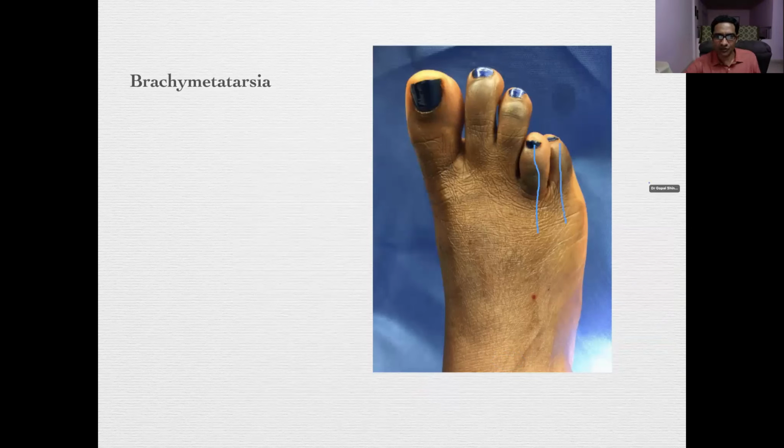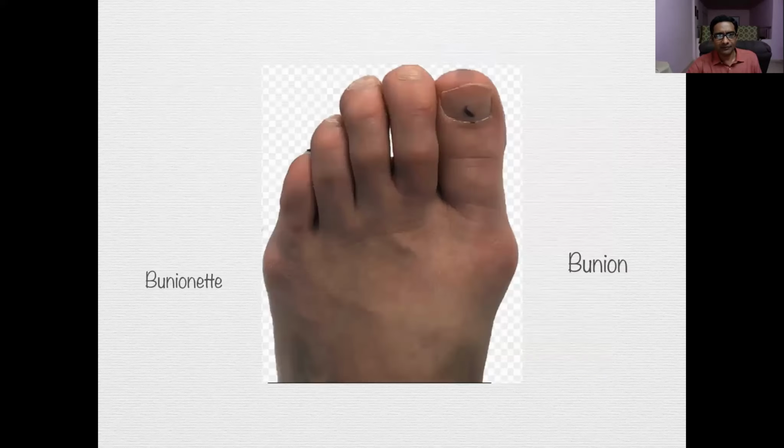Both the toes you see, as is well demonstrated here, are at the same level. Typically, brachymetatarsia occurs in the fourth metatarsal. Very little clinical significance, okay, just a congenital finding, though there are a few papers on lengthening, cosmetically.